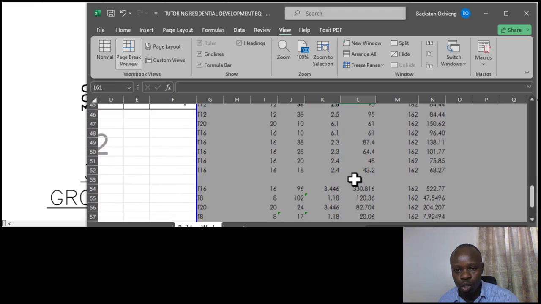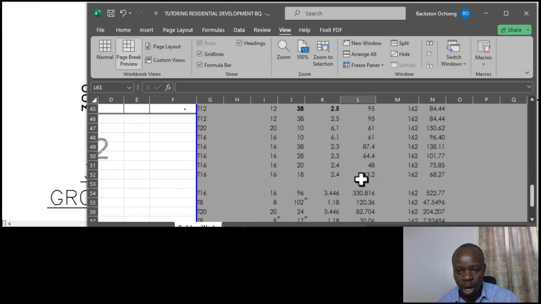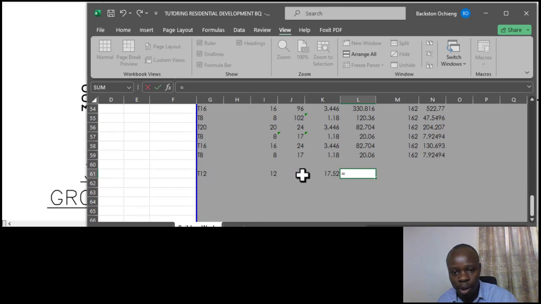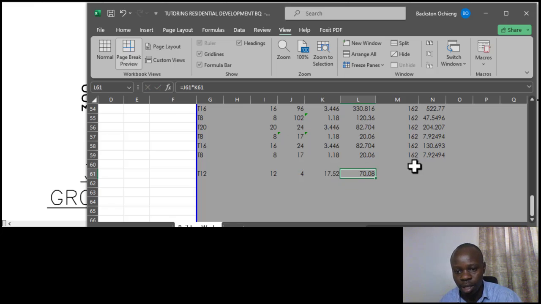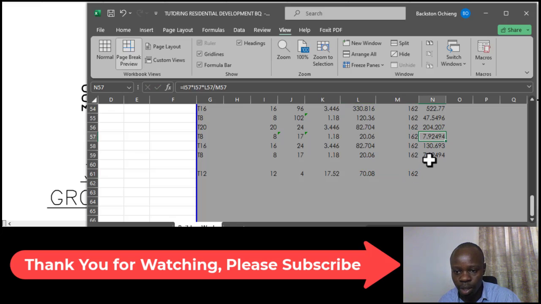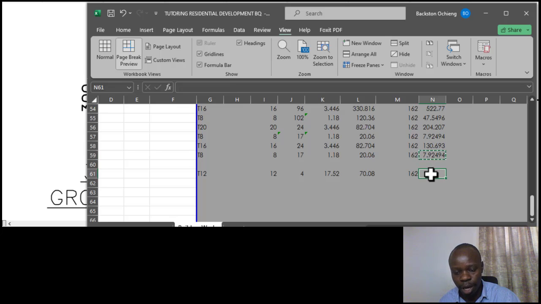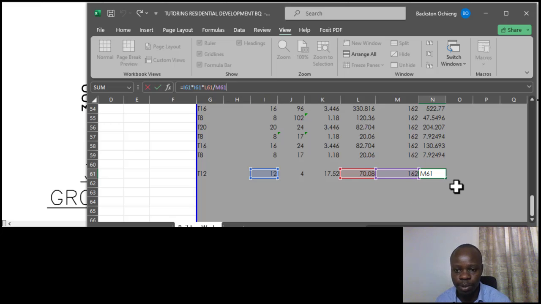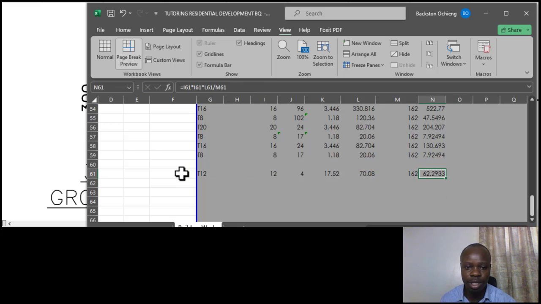Then as usual, get the total length. And how does that come about? The number times the length of 1. Alright, that gives us that. Then this is 162, and the formula remains the same. Okay, diameter squared times the total length over 162.